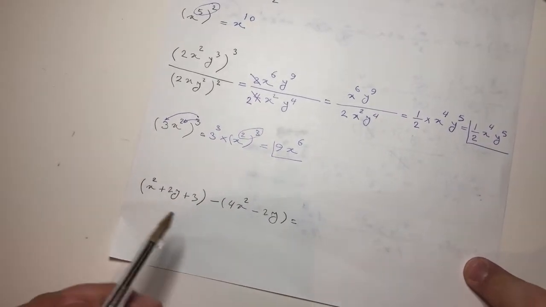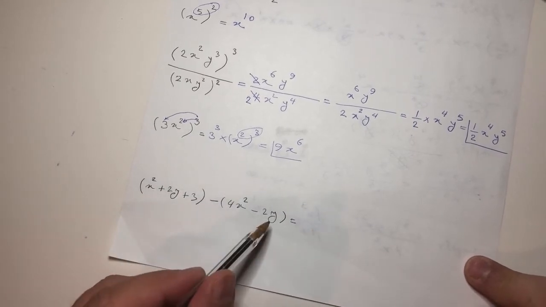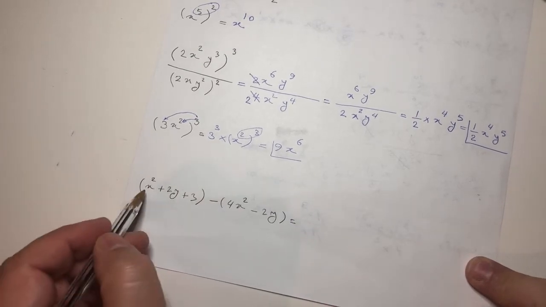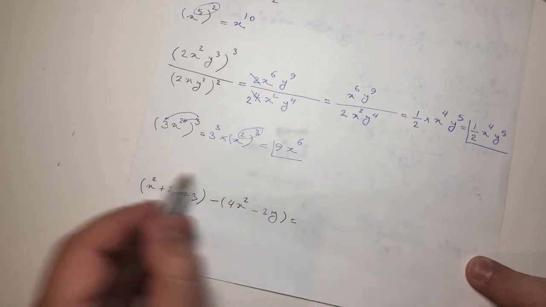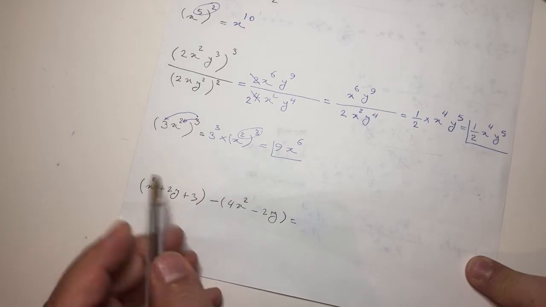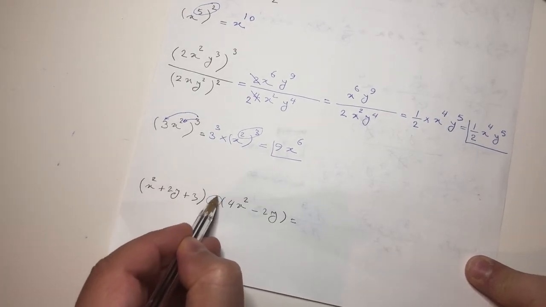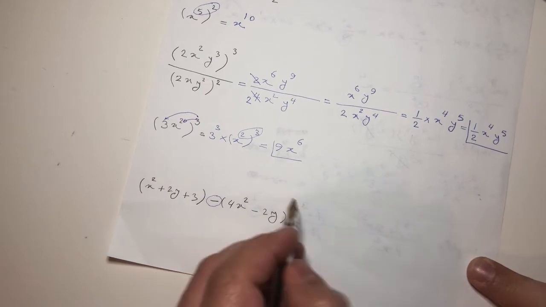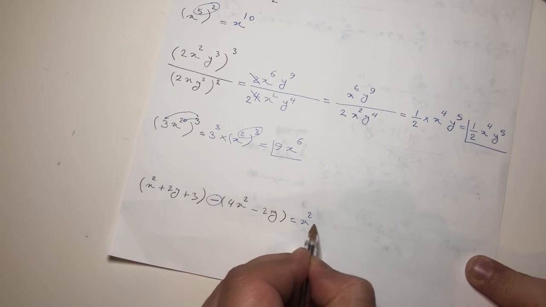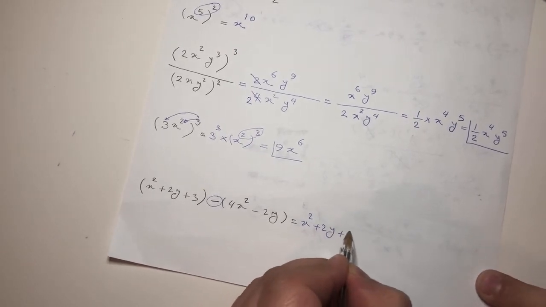Let's do this one. This is not like a power of powers, but it's just an example that shows you how we can use the rules that we learned to simplify expressions. So we have these expressions that we want to simplify. First, we have to see what's the impact of this minus sign before this parenthesis, okay? So I write the first one again, x2 plus 2y plus 3.